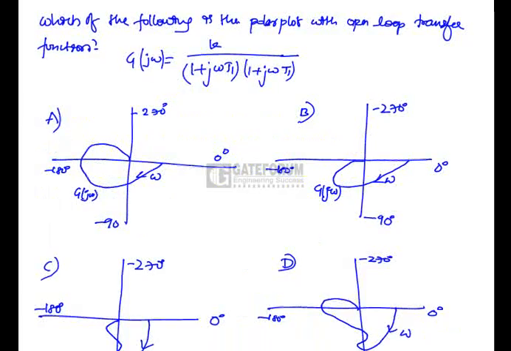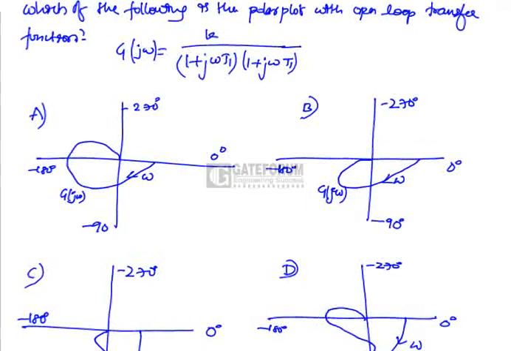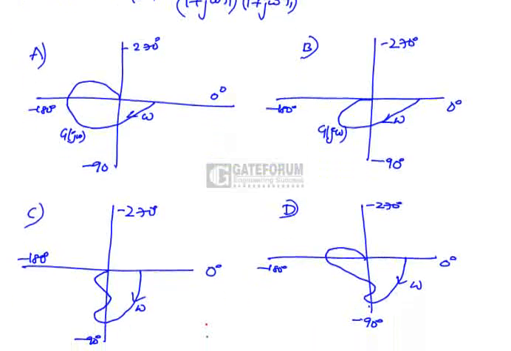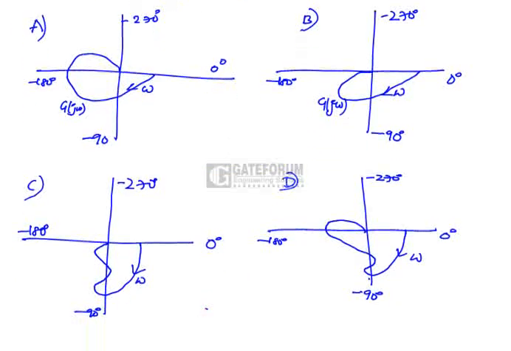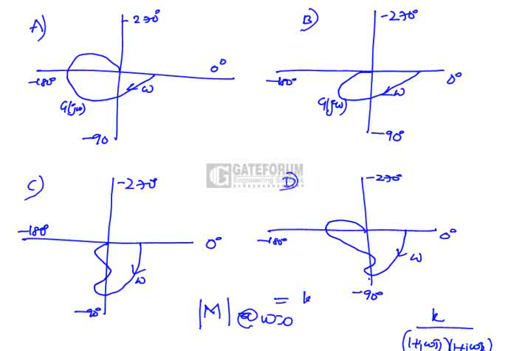Following is a polar plot with open loop transfer function G of j omega is equal to k by (1 plus j omega t1) into (1 plus j omega t2). Now the polar plot is drawn. What is the magnitude for this one? At omega equal to 0, the magnitude is equal to k.